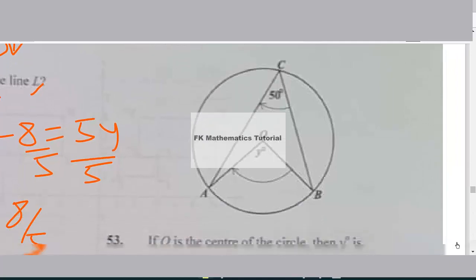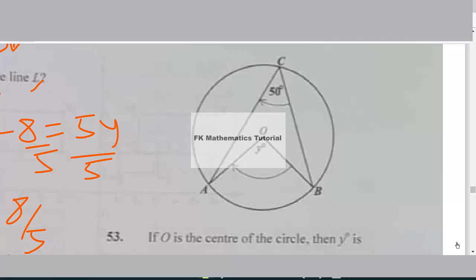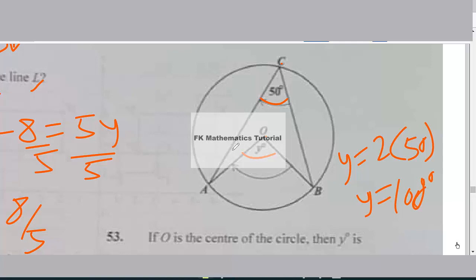So we can see the diagram here. C is on the edge of the circle and O is the center, and the angle at the center is Y, and the one on the edge is 50. Always the one at the center is 2 times the one at the edge. So Y will be equal to 100 degrees. We want to find the value of Y. The value of Y is 100 degrees.